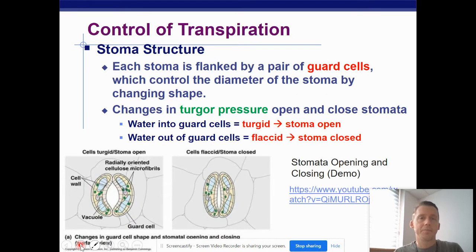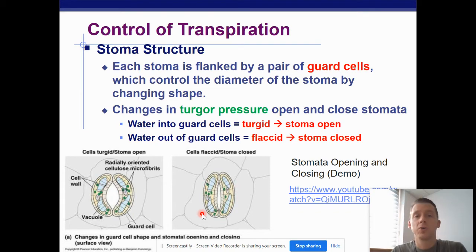All right, good. So what is the structure of a stomata? Each stoma, or opening, is flanked by a pair of guard cells. The guard cells are here, or there, and there. Those are guard cells. The stoma is the opening. We're just going to refer to the entire thing as a stomata.